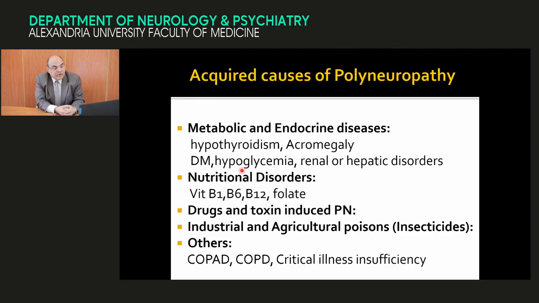Drugs like, for example, penicillamine, isoniazid, and most of the cytotoxic drugs. Toxins like heavy metals: lead intoxication, mercury intoxication, arsenic, and thallium. We have also industrial and agricultural poisons like organophosphorus compounds. Other causes may include patients with chronic occlusive peripheral arterial disease or chronic ischemia, patients with chronic obstructive pulmonary disease, and patients with critical illness polyneuropathy.